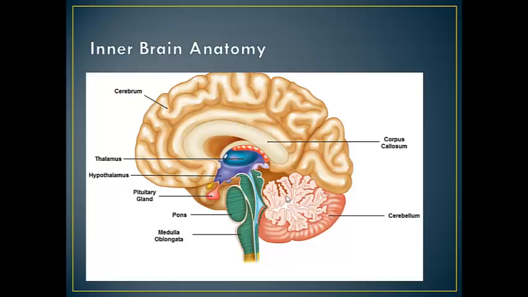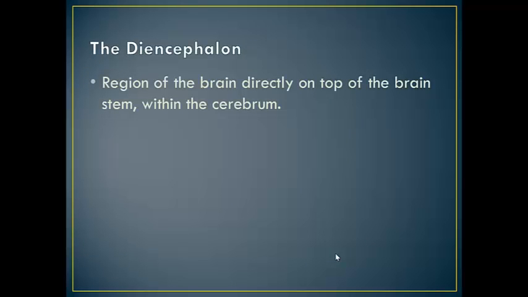Now, if we look at the inner portion of the brain and we dissected it, we're going to find a couple of areas. Number one, we're going to find this thing called the corpus callosum, which we'll talk about in a second. We're going to find the thalamus and the hypothalamus, the pituitary gland, the pons, the medulla oblongata, the cerebellum, lots of inner functions of the brain. Now, this thing called the diencephalon is the region of the brain that is directly on top of the brainstem, and it's actually within the cerebrum.